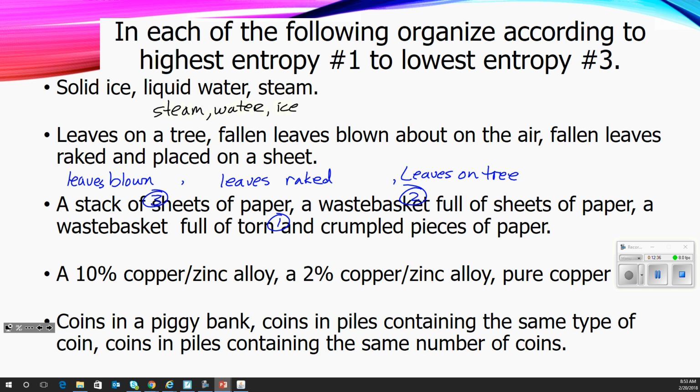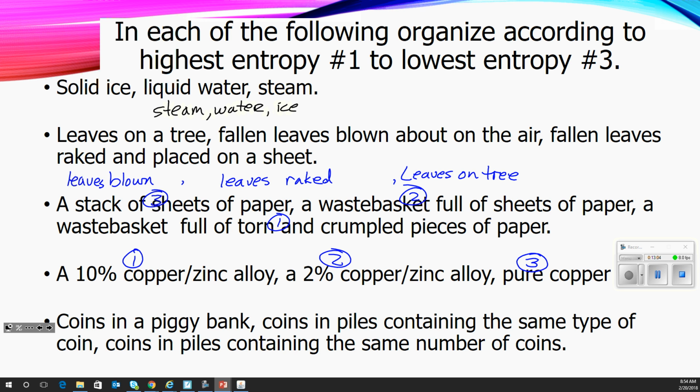Okay, let's look at the next one. 10% copper zinc alloy, 2% copper zinc alloy, pure copper. What's the most organized? Pure copper. So this would be our number 3, right? What would be our number 1? What's our least organized? Okay, 10%. So this one would already be in order, right?